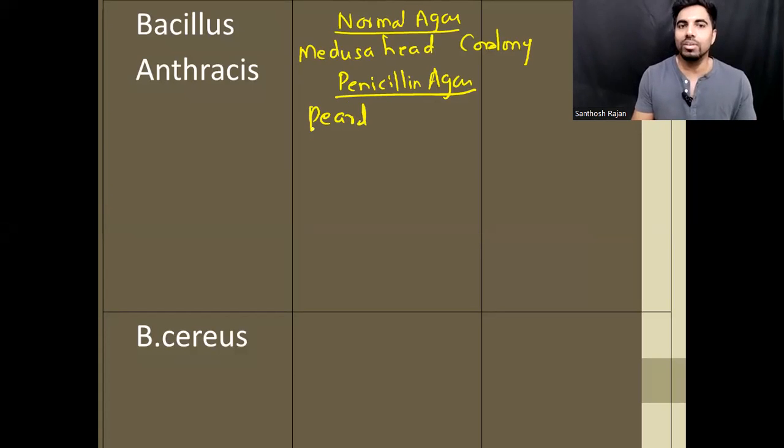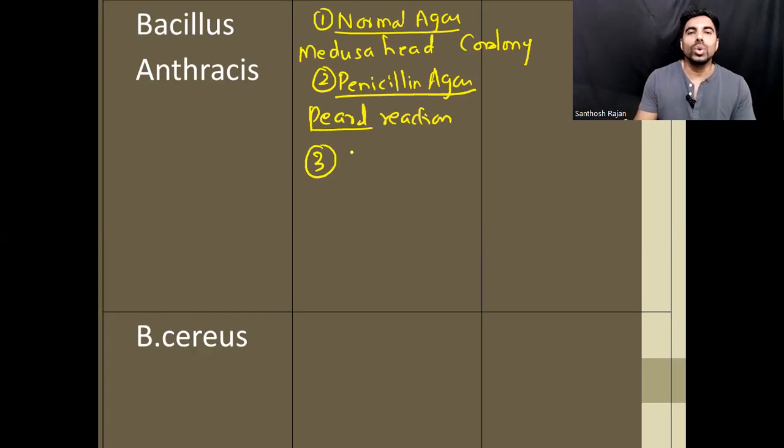In penicillin agar, you'll have pearl. Andrea, she loves the pearl. Penicillin agar, you get a pearl-like reaction. Pearl reaction or pearl-like reaction, whatever it is, pearl-like appearance. Okay, three. And then, what's that in the gelatin stab?